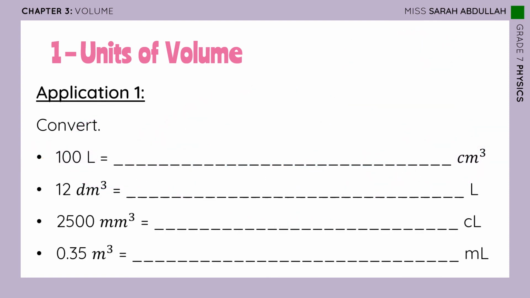And now let's continue with the application. So right here, I simply mix them up, okay? So I have, let's say, 100 liter equals to how many centimeter cube? Or maybe a decimeter cube equals to how many liters? So see, I mix them up because it's really important to draw the big table, the big conversion map, okay, which I will do just right now.